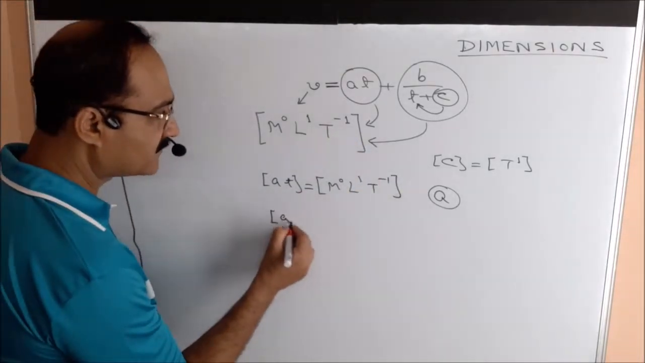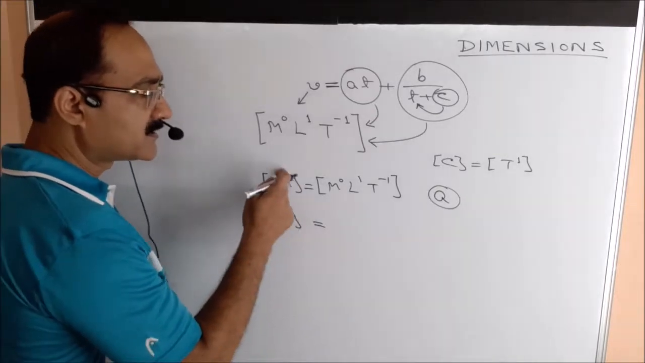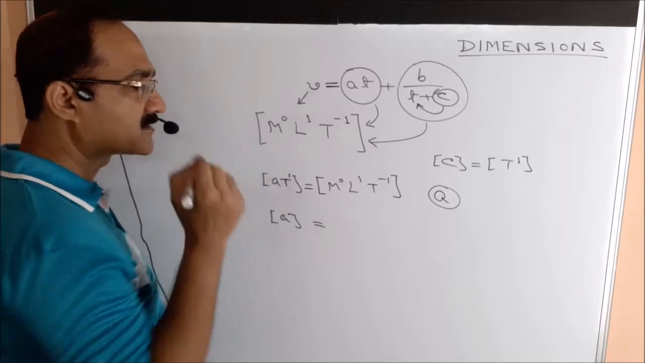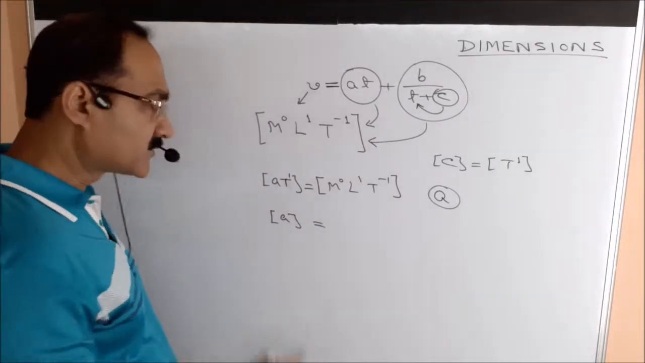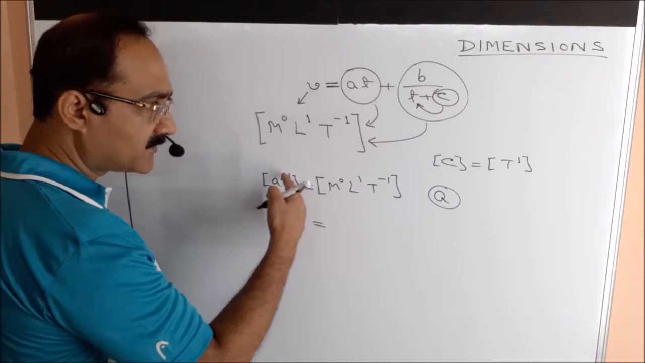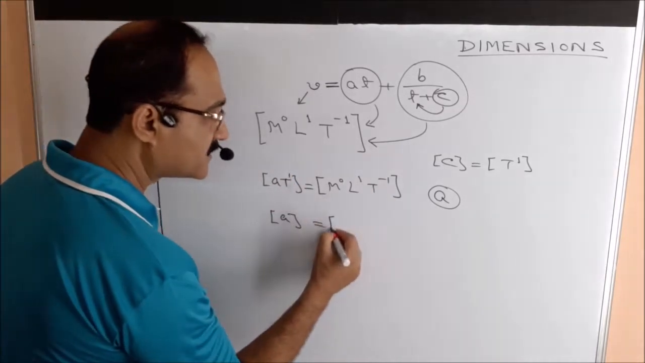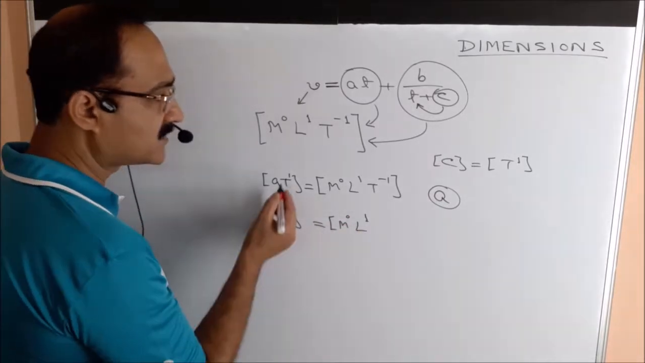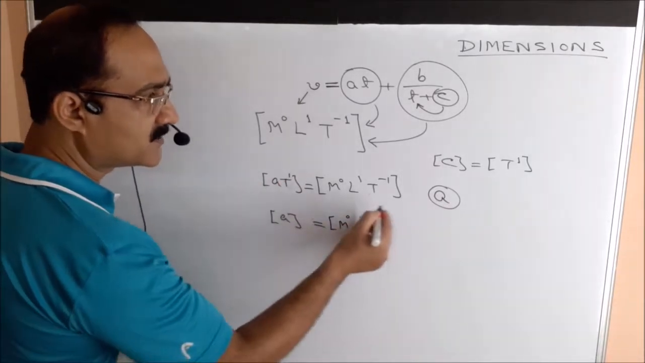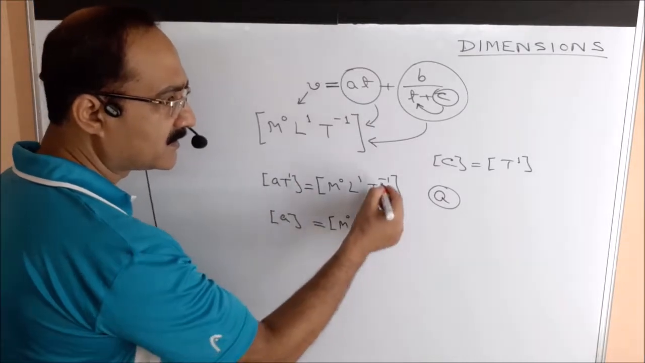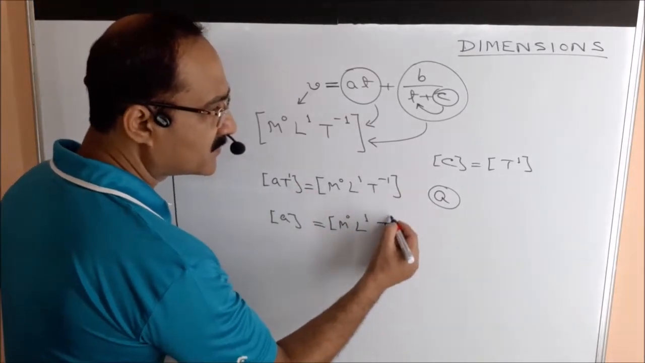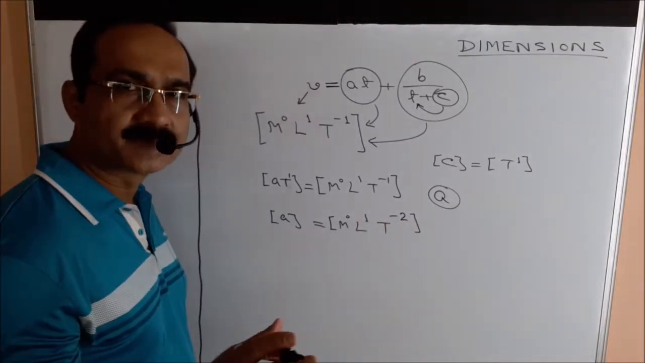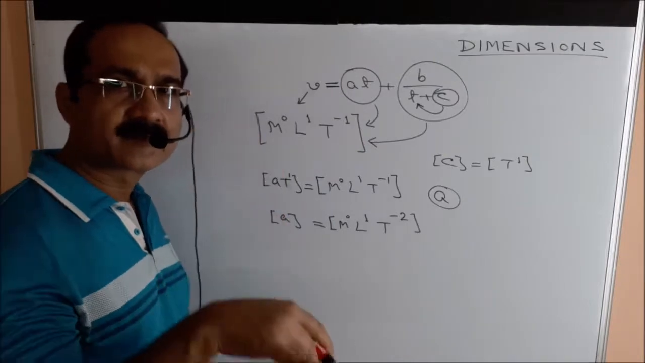So that means dimension of A will be, see this is AT. T means time. So time we can write it like this. Okay. So dimension of A will be this, T we can transfer to that side. So what happens is this m0 remains as it is, L1 remains as it is. This T to the power 1, when it goes there, it becomes T to the power minus 1. So there is already T to the power minus 1 here. So this will be T to the power minus 2.